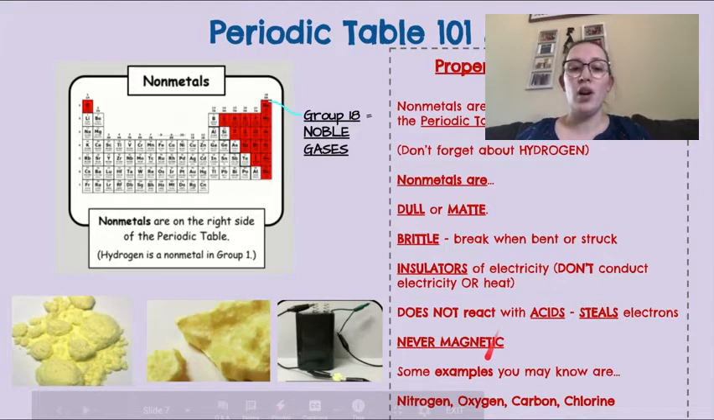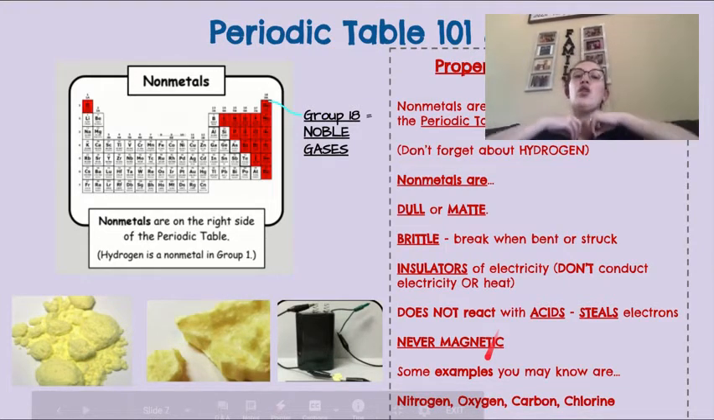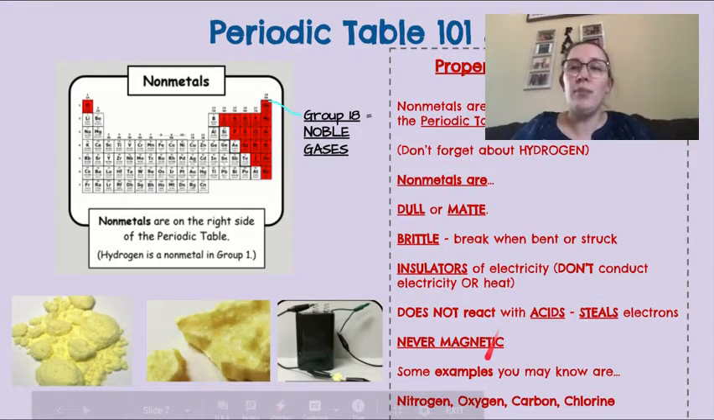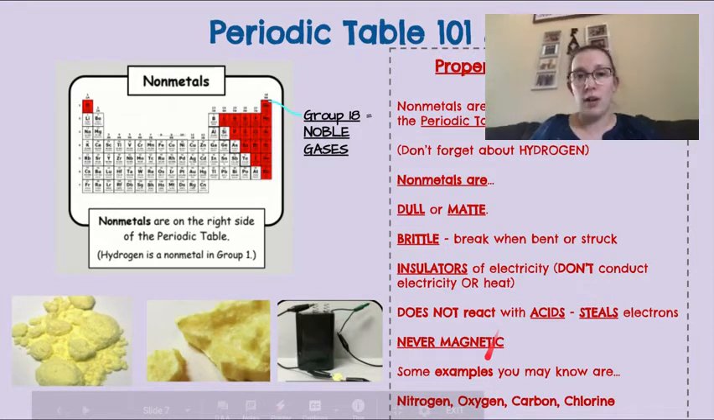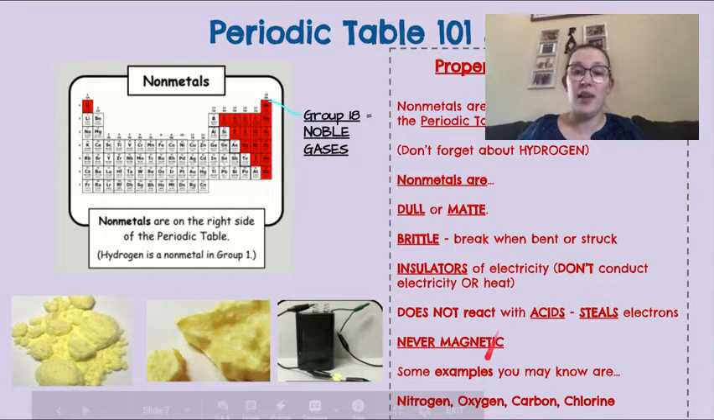Nonmetals are on the right side of the periodic table. Remember, hydrogen is a nonmetal. Yes, it's on the left side, but it is a nonmetal. So always remember our little friend hydrogen that's just chilling by the metals. It's over there because, remember, it has one valence electron. It's really reactive. Remember my example with the hydrogen bombs in the war, because it's really, really reactive.